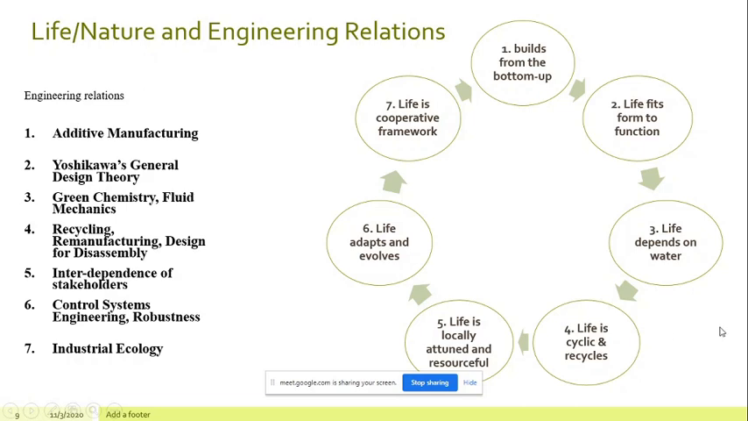Sixth is life adapts and evolves. Adaptation refers to the behavioral and material changes organisms make within a lifetime. But evolution refers to the slower, fundamental genetic changes which occur over the course of many generations. In engineering, this is looked after by control systems and the robustness of the system to work at different parameters. Seventh, life is a cooperative framework. It refers to nature's ability to coexist within a cooperative framework and to the diverse web of interaction that maintains the biosphere.